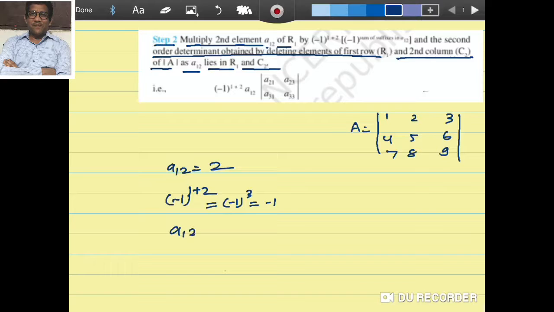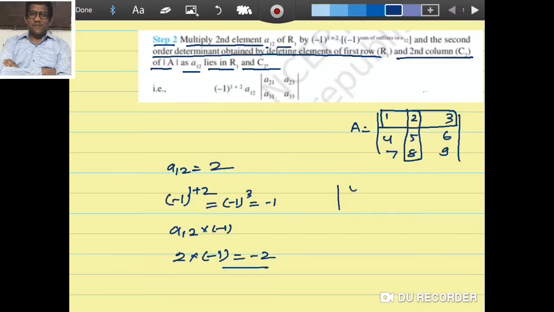So A12 is multiplied with minus 1. A12 is equal to 2, 2 into minus 1, that is minus 2. Now obtain the second order determinant obtained by deleting first row and second column, that is 4 7 6 9.